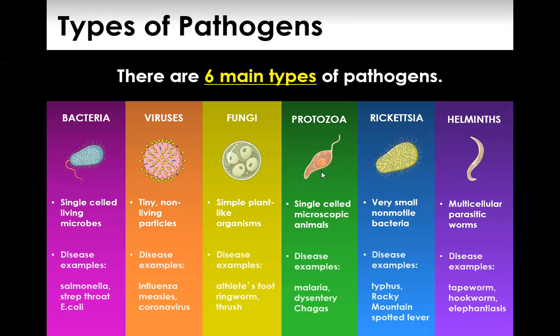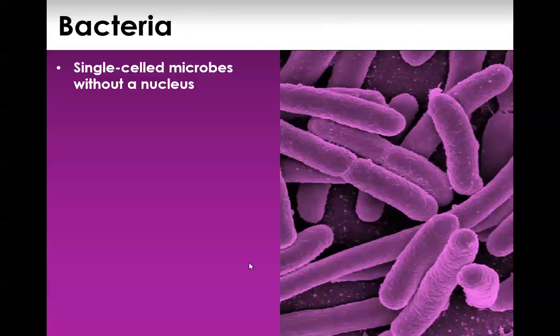And your protozoa, these are microscopic animals, and they are single cell. Examples can be malaria, which is actually caused by that parasite, dysentery, and then Chagas. The rickettsia is a very small non-mobile bacteria, and it can cause typhus or Rocky Mountain spotted fever. And then we have your helminths, right, which are your worms. These are parasitic worms, and they are multicellular. Examples would be tapeworm and hookworm, okay, which is no fun at all.